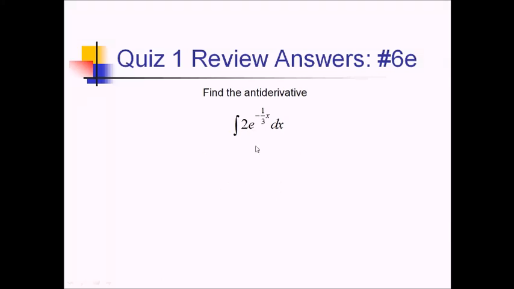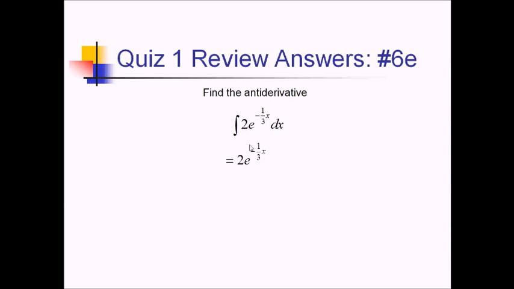To take this antiderivative, I know that the antiderivative of e to the something is essentially e to the something, but there's a little bit more going on inside the exponent here, so I'll have to be mindful of that. But I'm going to start by writing 2e to the negative 1/3 x. But now, since my inner function is a linear function with a coefficient other than 1, I'm going to have to divide by the derivative of this linear inner function.